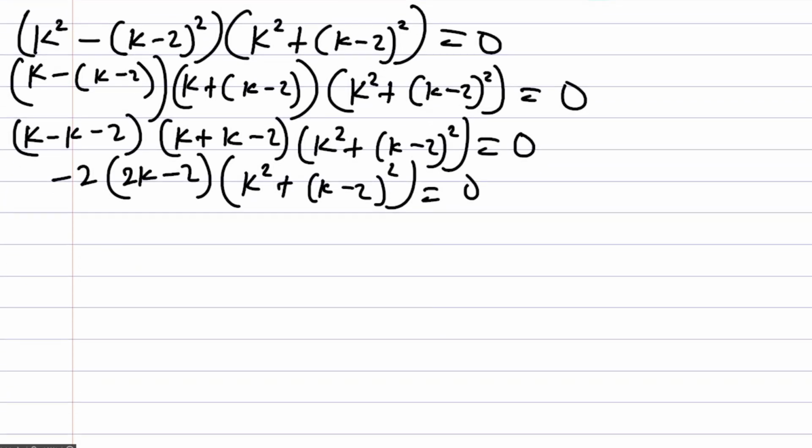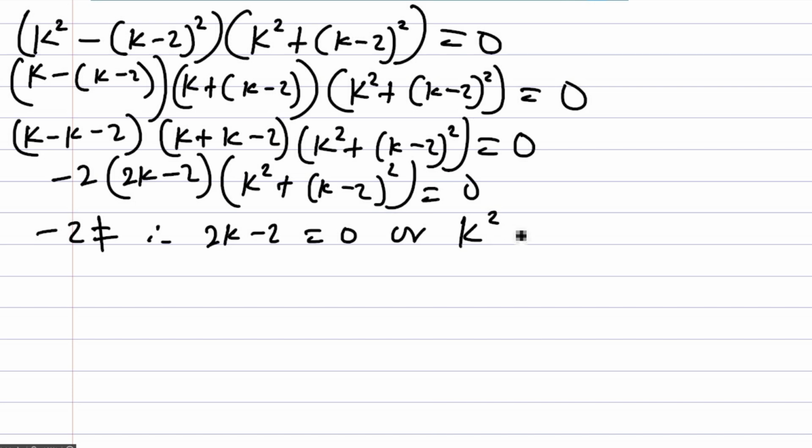Now you should know that when the product of two things is equal to 0, automatically one of them must be 0. And if you look at it, you see that minus 2 can never be equal to 0. So minus 2 is not equal to 0. Therefore, we will conclude that 2k minus 2 is equal to 0, or we say that k squared plus (k minus 2) all squared is equal to 0.